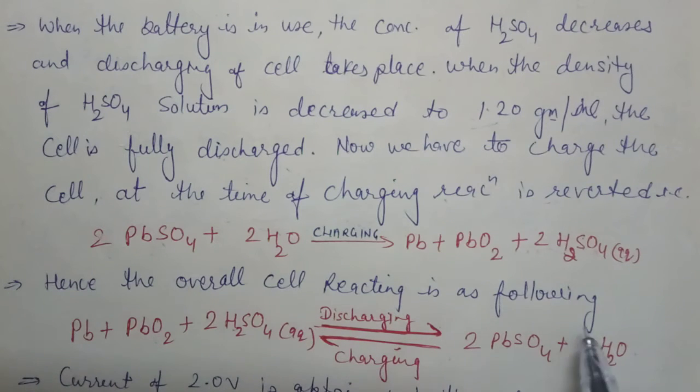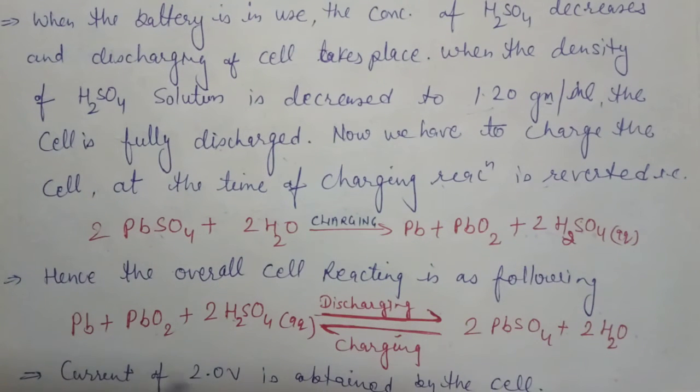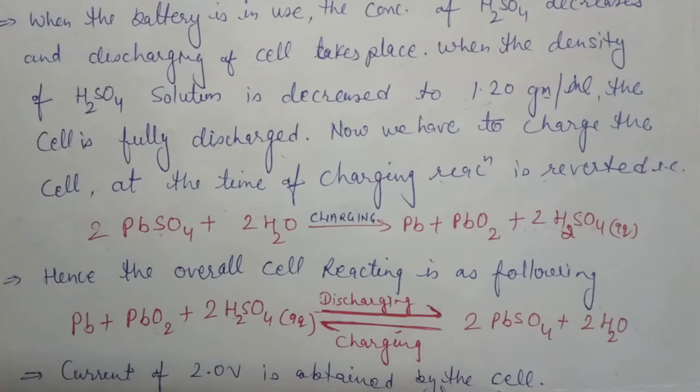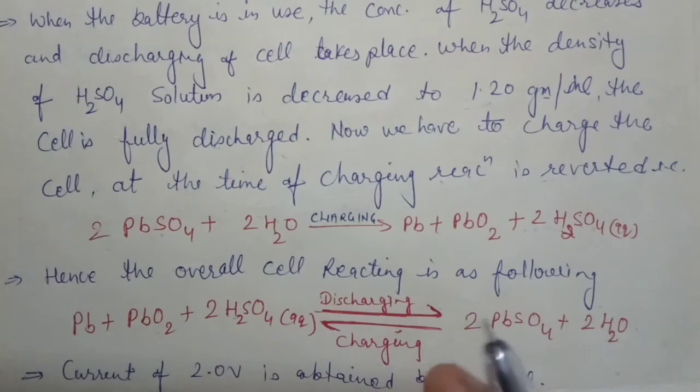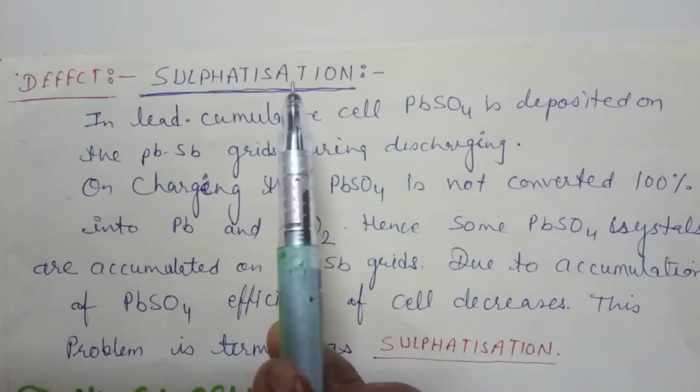Okay, this is the discharging reaction and this is the charging reaction, and by this a voltage of 2.0 volt is obtained from the cell, and we can obtain up to 12 volts by connecting these cells in series. Okay. The only defect of the lead accumulator cell is sulfatization.